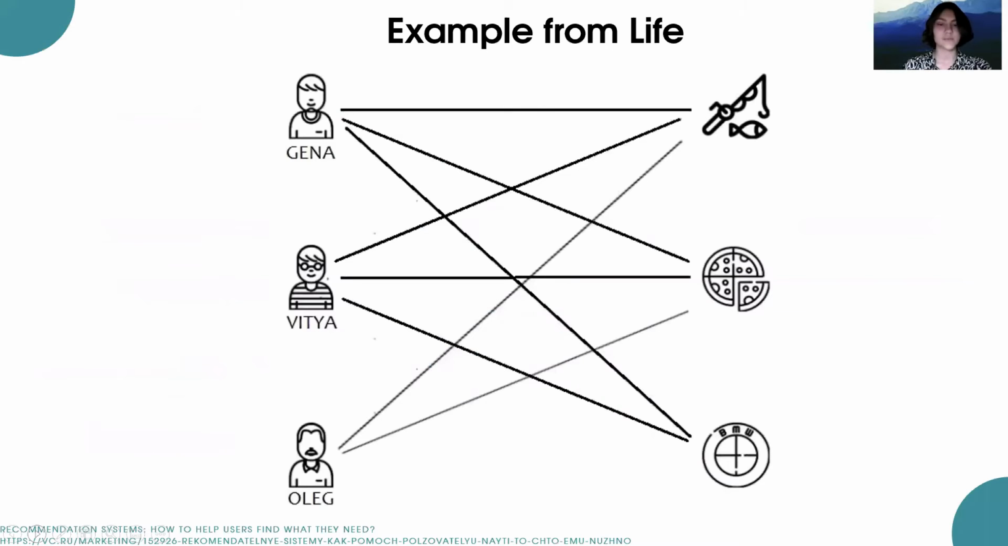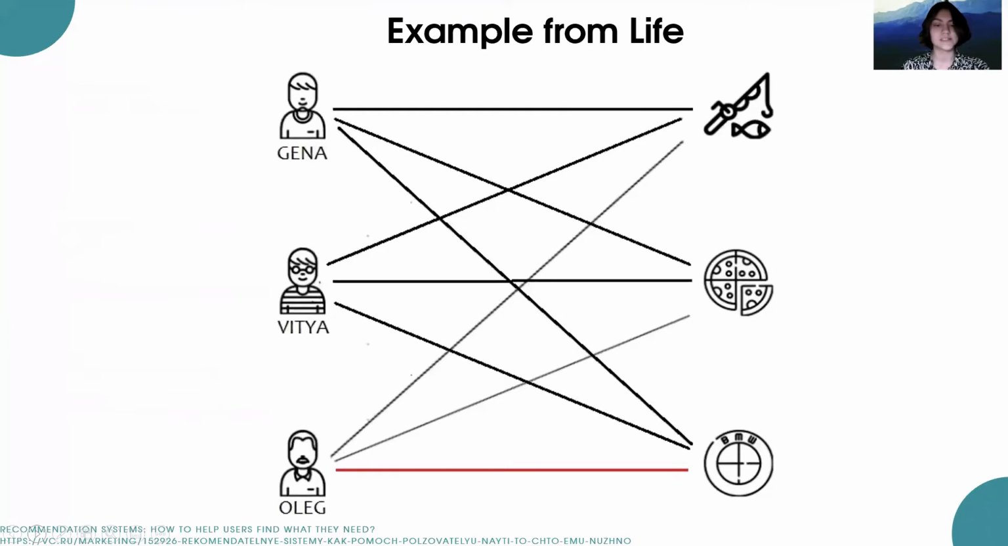Let's imagine that we have three men, Gena, Vitya, and Oleg. Gena and Vitya like to go fishing and order pizza in the evening. They also both like BMWs and drive BMWs. Then there's Oleg, who also doesn't mind sitting around with a fishing rod at the weekend and ordering pizza after a hard day's work. But he has never thought about buying a BMW. Next slide shows that since Oleg's interests or grades are the same as those of Gena and Vitya, we can recommend him to buy a BMW.